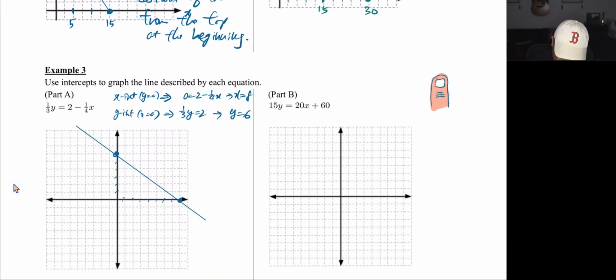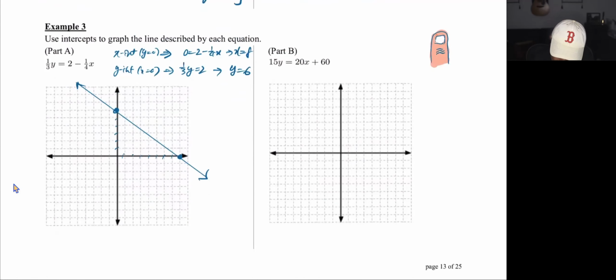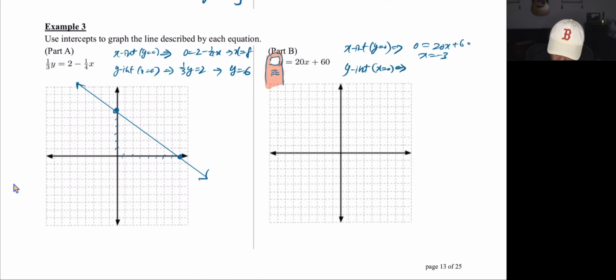Okie dokie. Alright guys. Let me work through the second one a little bit faster. What is my x-intercept? We cover up the x. Boom. We're left with 0 is equal to 20x plus 6. So we know x is -3, right? And what is the y-intercept? Please get in the habit of writing, when you look for the y-intercept, x equal to 0, and vice versa. So for the y-intercept, cover this up. We end up with 15y is 6. So y must be 4, right?